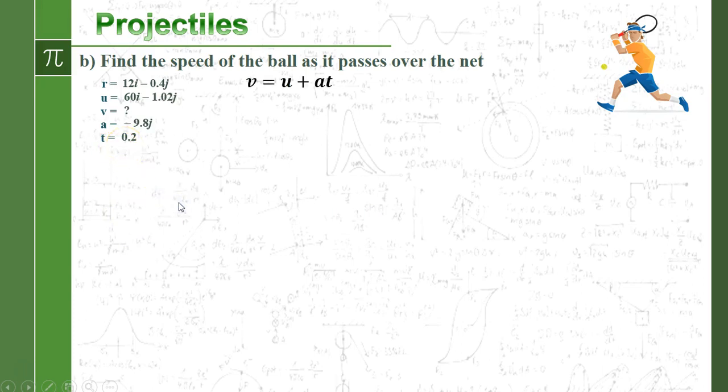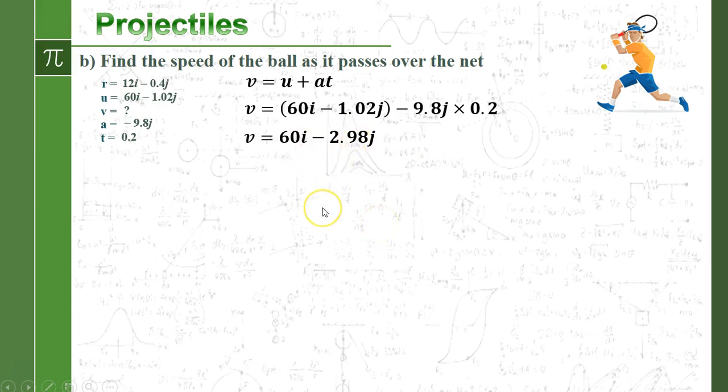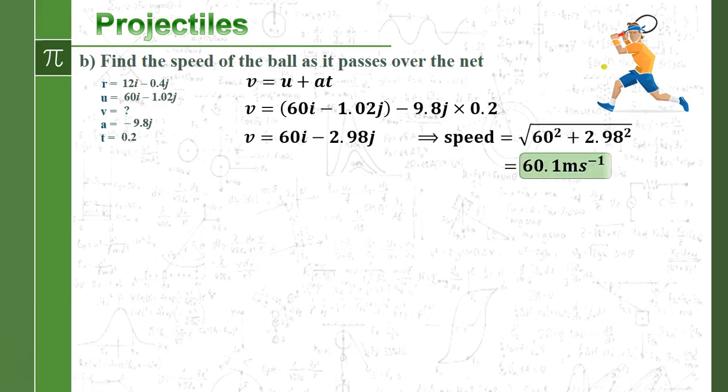Find the speed of the ball as it passes over the net. Well, here we go with all our bits and pieces again, and now we've got a value of t of 0.2 from the previous part. If we go for v equals u plus at, plug those in, and we've got our components for velocity, 60i minus 2.9j. We're being asked for speed, so we're going to need to do a bit of Pythagoras, and so the ball is travelling at around about 60 metres per second as it goes over the net.